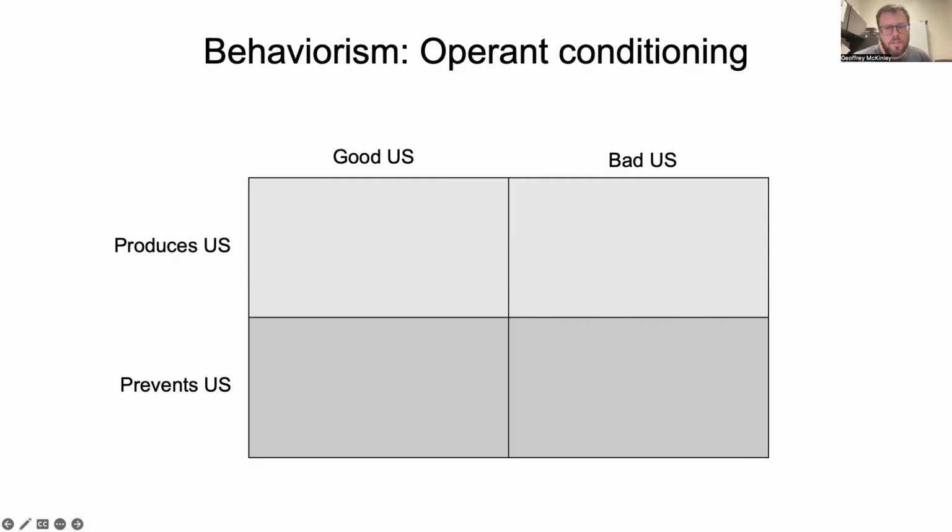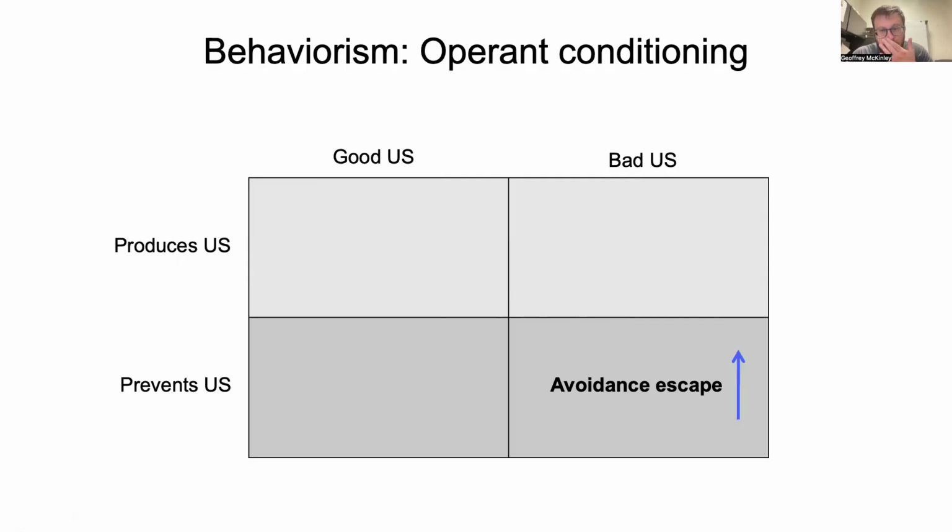The next question you would ask yourself is, does the behavior in question produce the unconditioned stimulus or does it prevent the unconditioned stimulus? So for example, if the behavior in question prevents a bad unconditioned stimulus, we would call this avoidance or escape. And some people call it negative reinforcement, right?